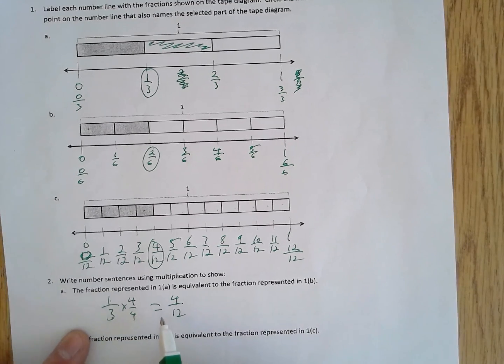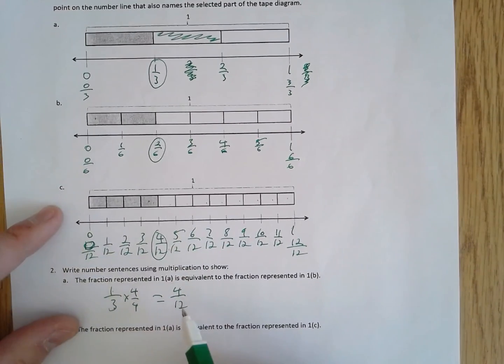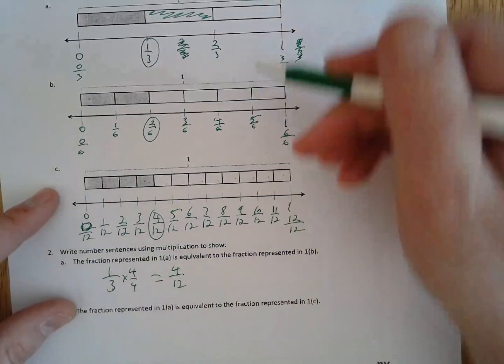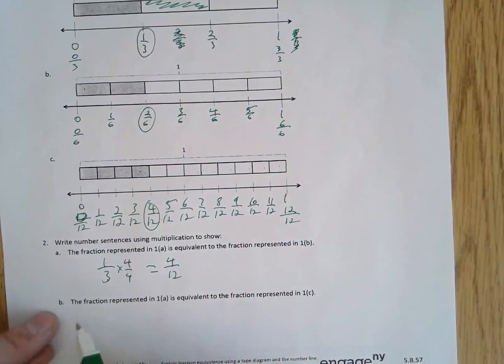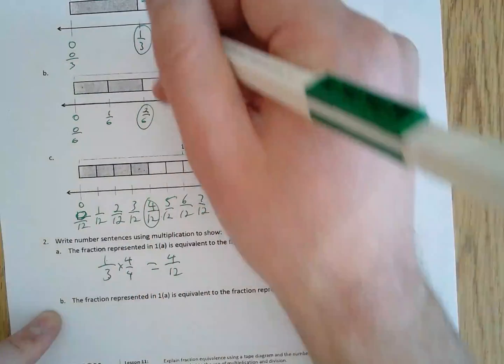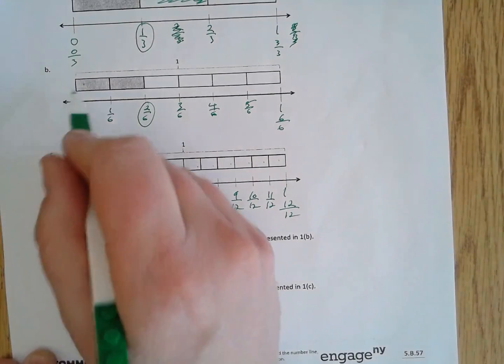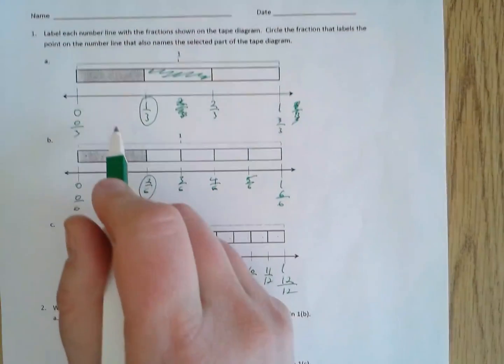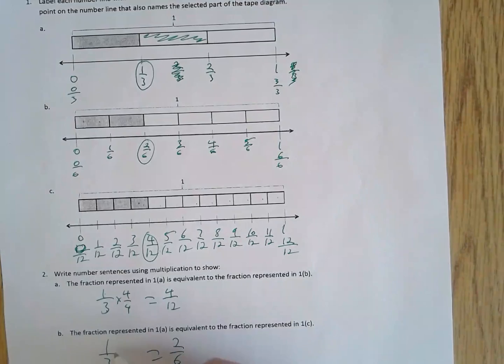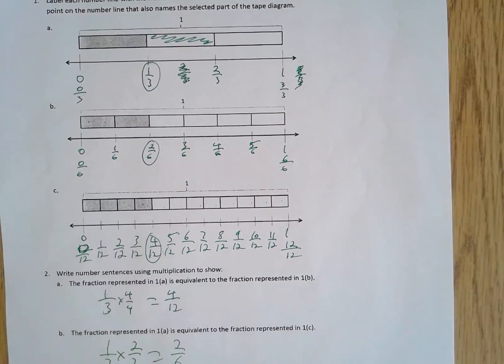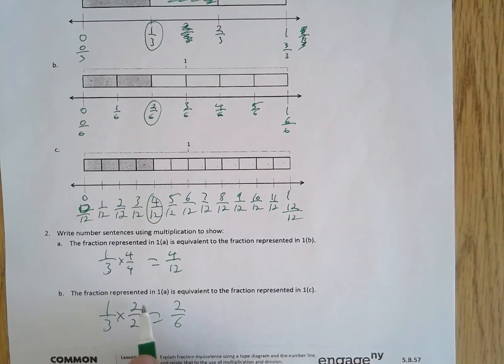Oops, I did C first, okay? This one should have been A and B. This one is A and C, so this one will do A and B. So now we do 1/3 equals 2 sixths. What are we multiplying this by? We have 2 parts per part from the original, so that means we're going to be multiplying by 2 over 2. So 1 times 2 gives us 2, and 3 times 2 gives us 6.